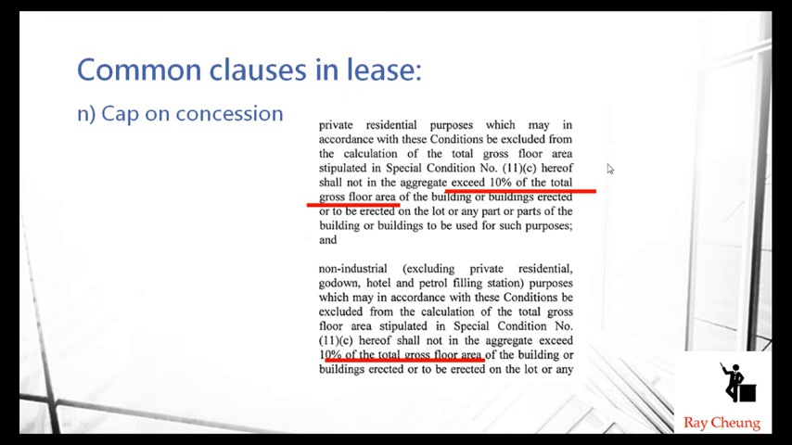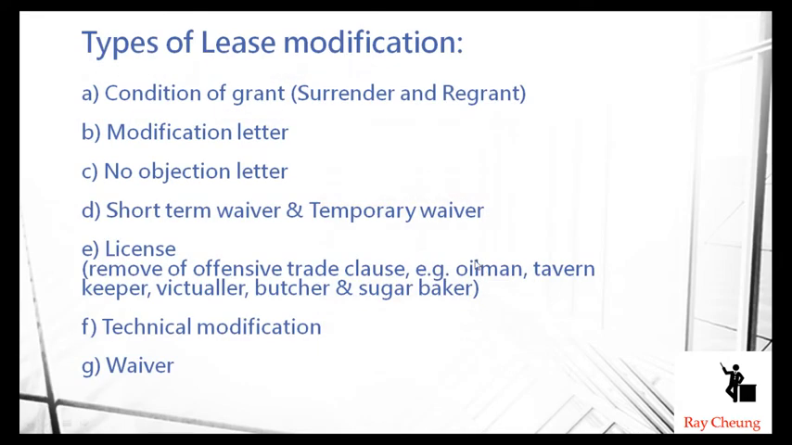They cap the concession to be 10% for residential, and for non-residential they also cap 10%. This means if you want to apply for the concession, the maximum allowed is only 10% for residential and 10% for non-residential. And you will see some of the lease modifications. They are modification letters, short-term waivers, and licenses. Sometimes if you want to remove the offensive trade clause, you need to apply for a license. These are some offensive trades, things like almond, sugar, butter, something like this.